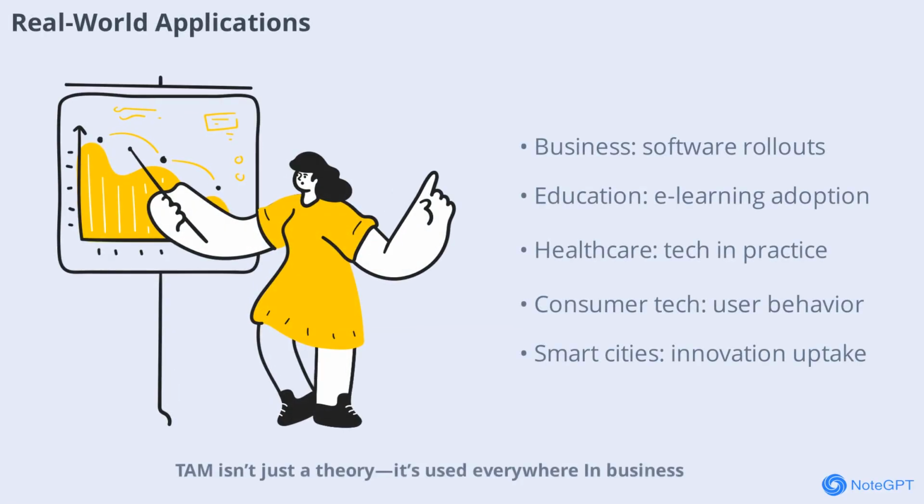TAM isn't just a theory, it's used everywhere. In business, it guides the rollout of new software and digital tools. In education, TAM helps schools and universities evaluate e-learning platforms and virtual classrooms. Healthcare organizations use TAM to understand why doctors and nurses adopt electronic health records. Even in consumer tech and smart cities, TAM helps researchers study how people accept innovations like mobile banking or smart meters. Its versatility proves just how robust and adaptable the model is across industries.